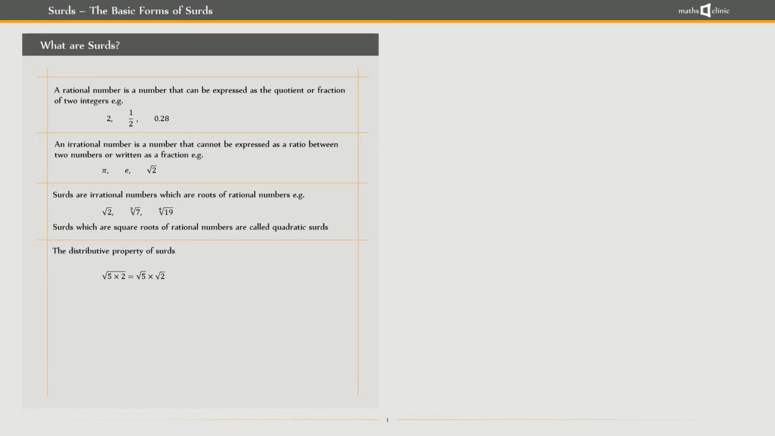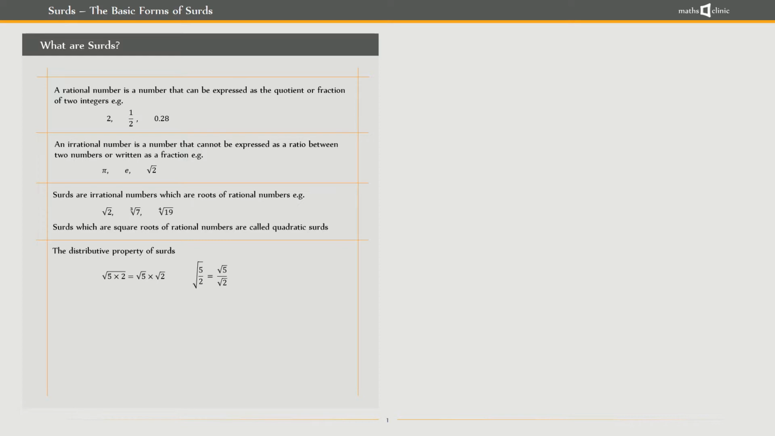If you have a surd written as the square root of 5 times 2, you can assign the square root to 5 and assign the square root to 2, and basically you have root 5 multiplied by root 2. This works with multiplication, just like indices, and it also works with division. So if you have the square root of 5 divided by 2, it equals the square root of 5 divided by the square root of 2.